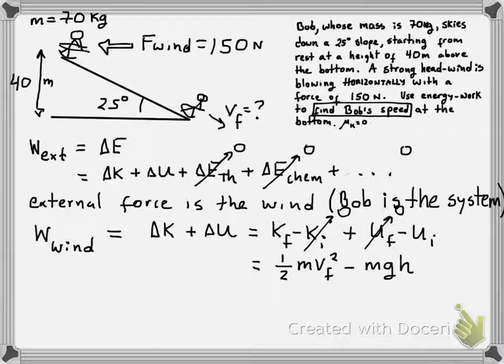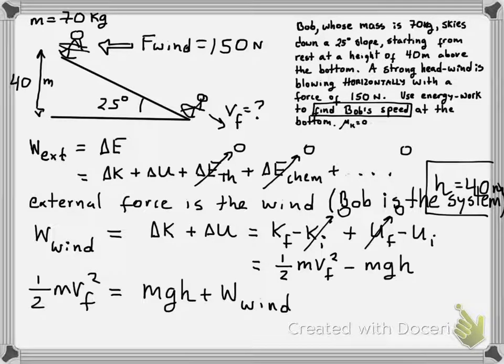The difference between the kinetic energy 1/2 mv squared and mgh is going to be the work done by the force of the wind. The height of the hill is 40 meters. So if you think about the equation that we have there, we have a lot of information in this equation. In the next step, we're moving the mgh, which has a minus on the right hand side of the equal sign, to the other side. So the 1/2 m v final squared is going to be equal to mgh plus the work done by the wind.